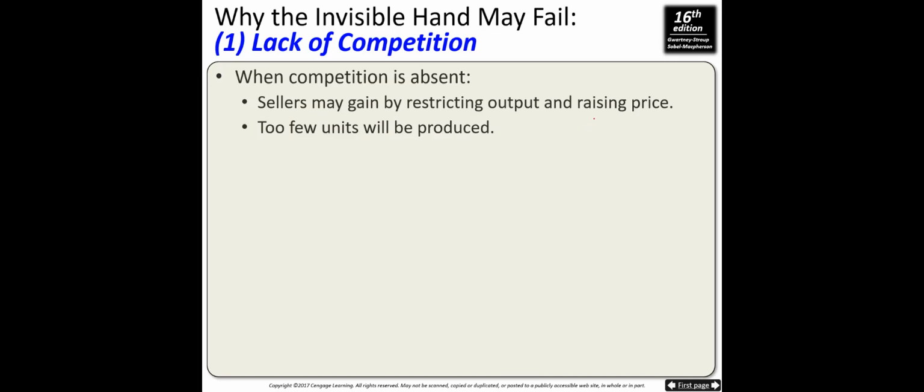Let's start with the first one, lack of competition. When competition is absent, sellers may gain by restricting output and raising price. So if there is not enough competition or there is no competition in the industry, the seller is going to increase the price and decrease the quantity, so the seller can increase its revenue at the expense of people who cannot purchase the product. So too few units will be produced if there is lack of competition.